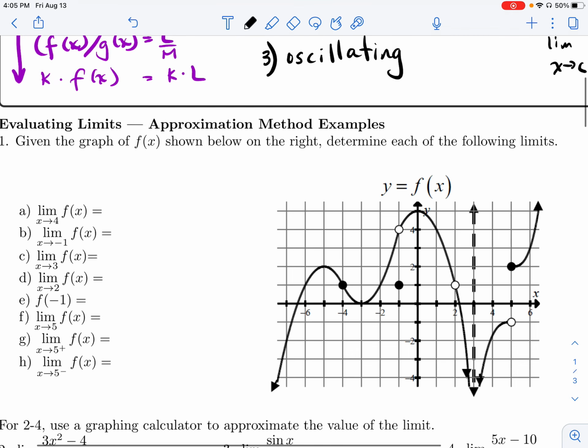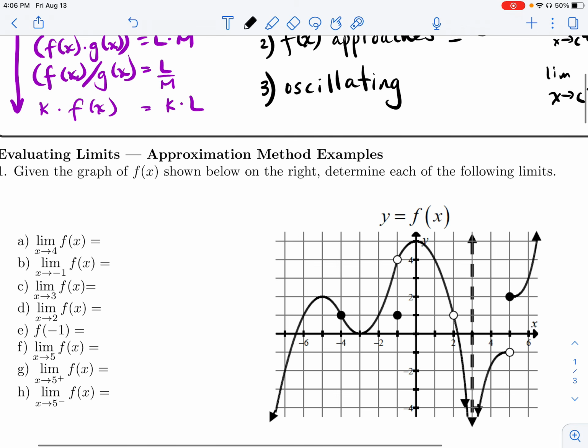So let's take a look at this graph here. Let's kind of focus in on this. And we're just going to graphically use the graph that we're provided to just find the limits at specific x values. So if you'd like, try to pause the video right now and see if you can go through and find these values.